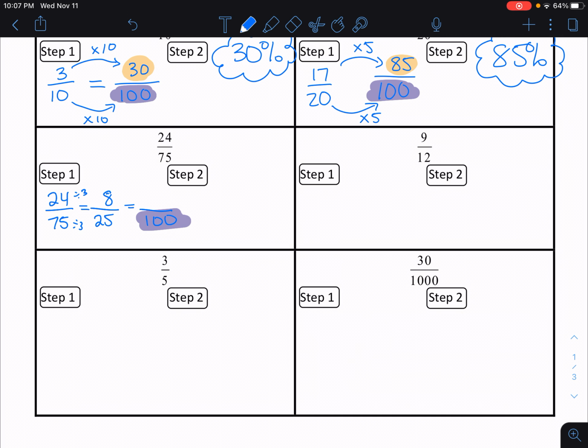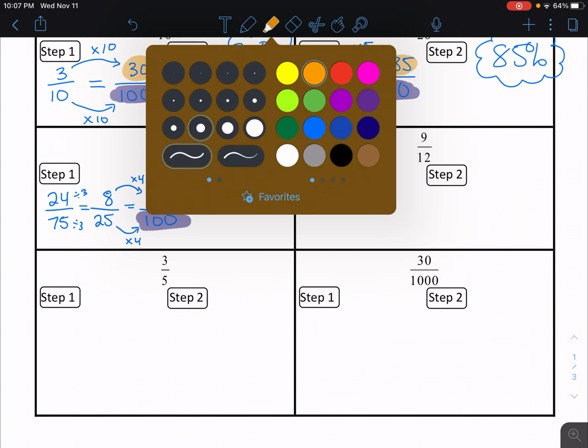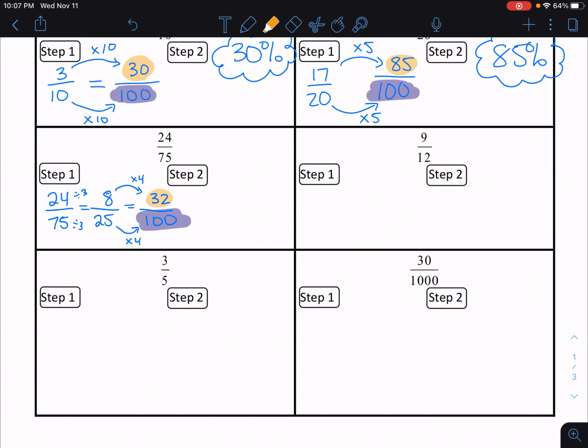I got a little ahead of myself. To get from 25 to 100, I'm going to multiply by 4. And 8 times 4 is 32. So there's my percent on top. My answer is 32%.